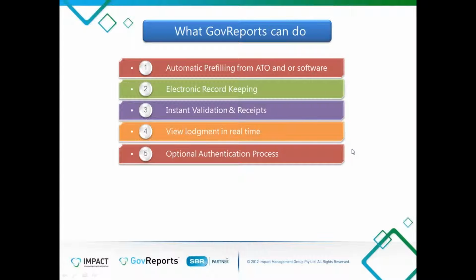That's correct. So yes, you can do the amendment to not only the PAYG, but the taxable payment annual report and other forms as well. The process is simple in GovReports. You simply go back to the period that you've lodged, select the period that you've previously lodged, select the form, and lodge and do the amendment.